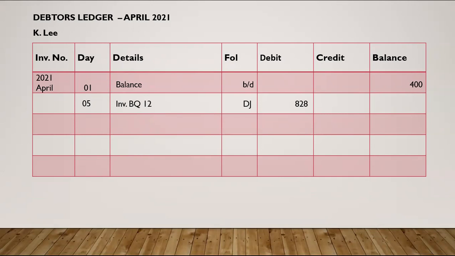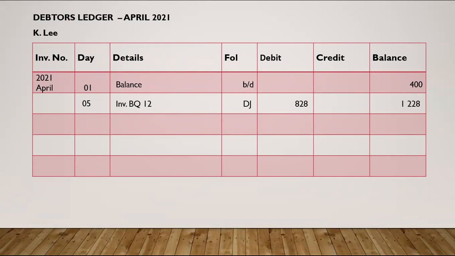To get the balance on the 5th, you will take 400, add it with 828. That will give you 1,228. Got it? Then you're done with Kylie. Now let's move on to the next transaction.